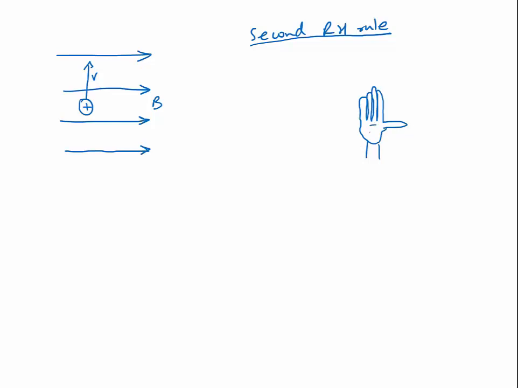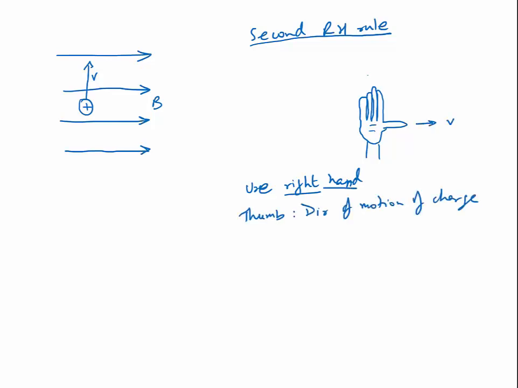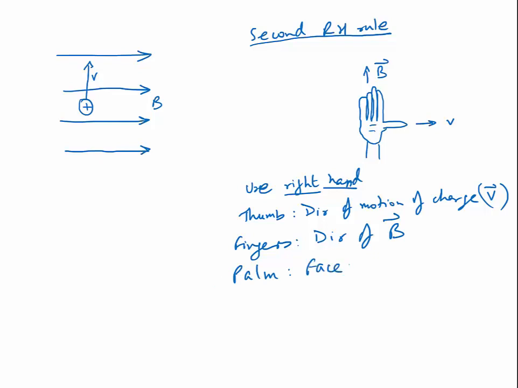So when you hold it like this, the first thing you want to make sure is that you are using your right hand. Even if you're left-handed, please make sure that you're using your right hand. Second, the thumb points in the direction of motion of the charge. Third, all of these fingers point in the direction of the external magnetic field. And when you do that, your palm faces in the direction of force from the external magnetic field on the charge that's moving. So this charge here is Q. All right, those are the rules of the second right-hand rule.